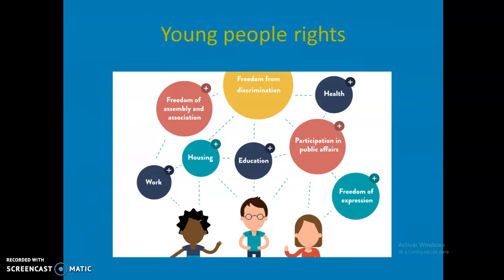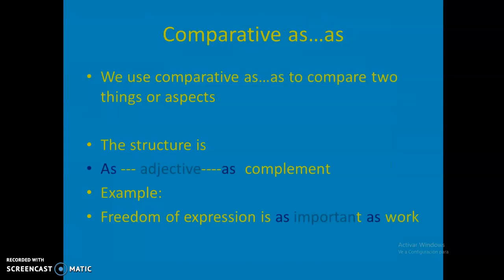So, now, after we identified what are the young people rights, we're going to check the comparative as. We use comparative as to compare two things or aspects. We're going to check the structure, and the structure is as plus adjective plus as, and then the complement.